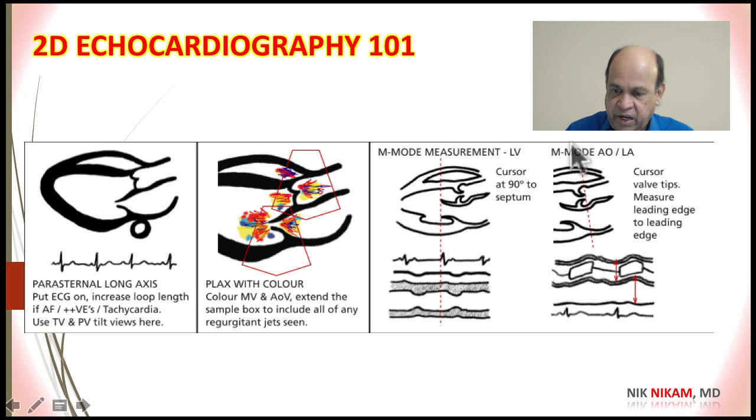Here at the aortic valve level, we measure the aortic root measurement, and then this is the left atrial measurement. Here we also measure the opening of the aortic valve by taking the points separating the two leaflets.